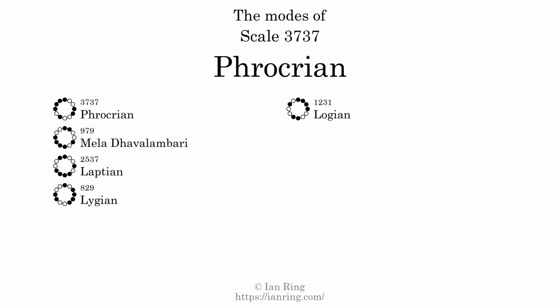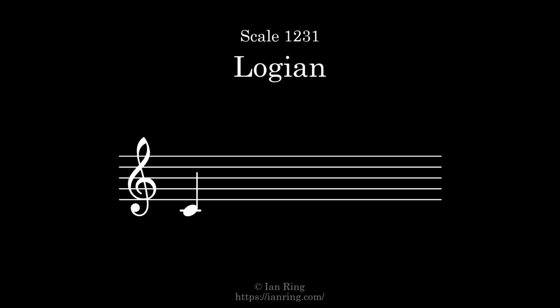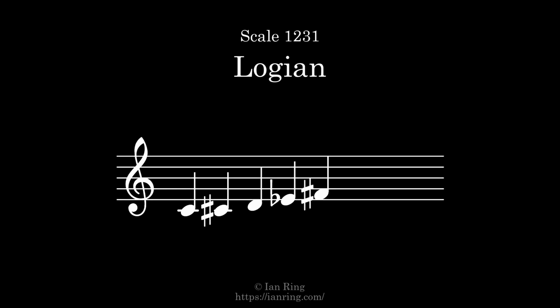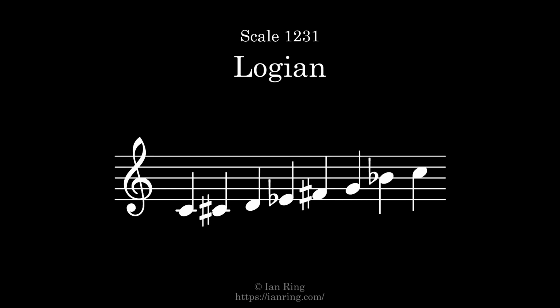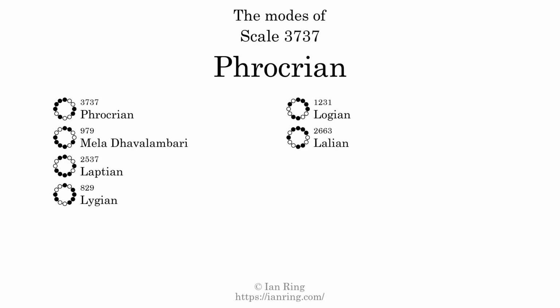The fifth mode is scale 1231, also known as Logian. It sounds like this. The sixth mode is scale 2663, also known as Lalian. It sounds like this.